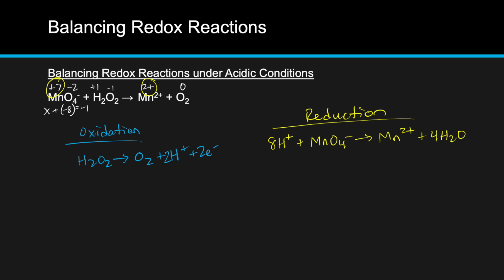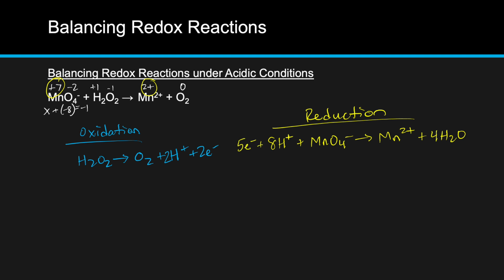And now let's do the same thing with my reduction half reaction. I have an overall +2 charge on the right. And right now I have +8 and -1. So if I need to get this to an overall of a +2 charge, right now total I'm at a +7. So I need 5 electrons to balance that out.